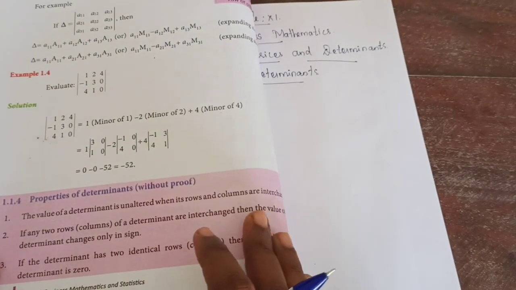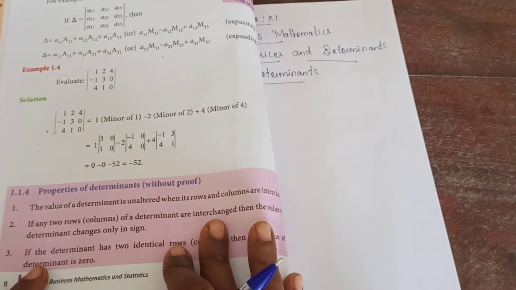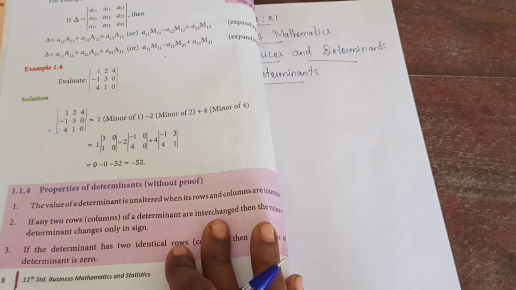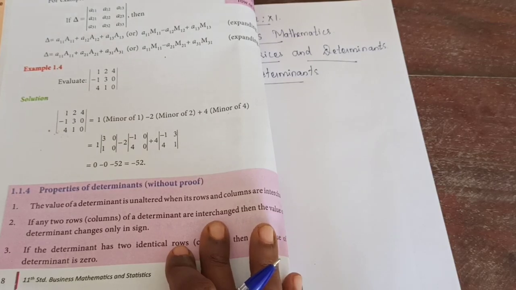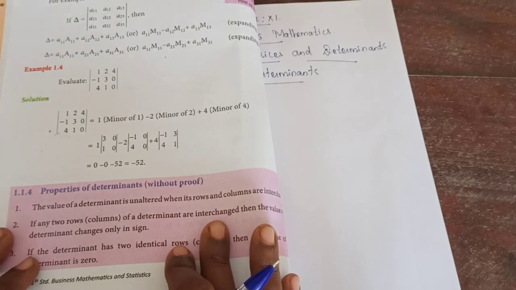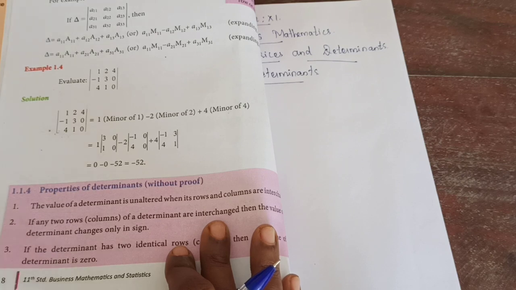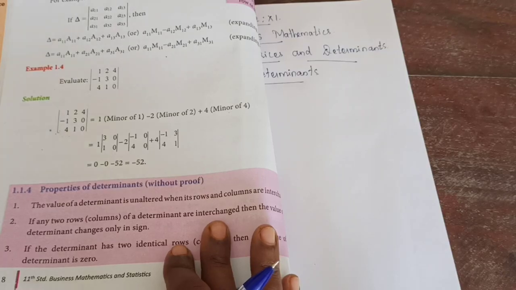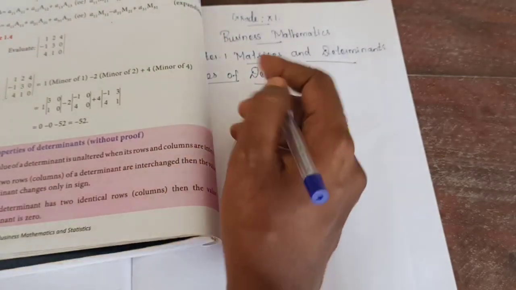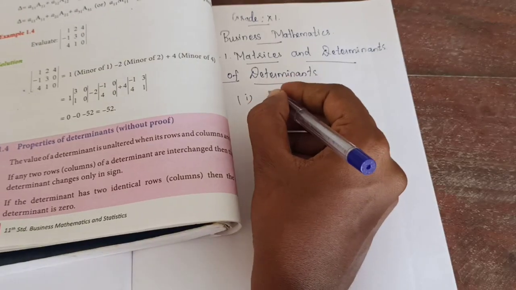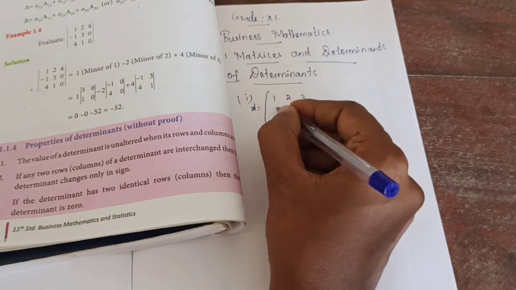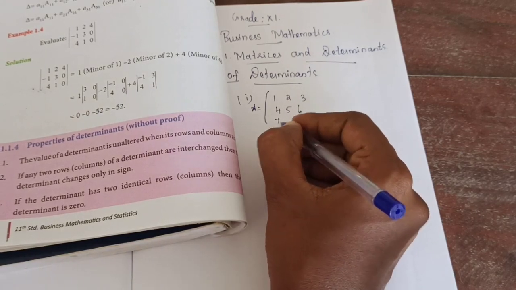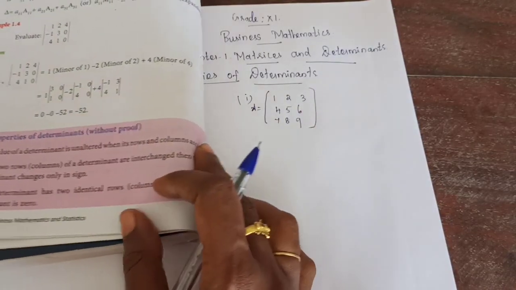So, the first property is the value of a determinant is unaltered when its rows and columns are interchanged. I will give one example, then only you will understand. A matrix is 1, 2, 3; next 4, 5, 6; 7, 8, 9. So this is matrix A.